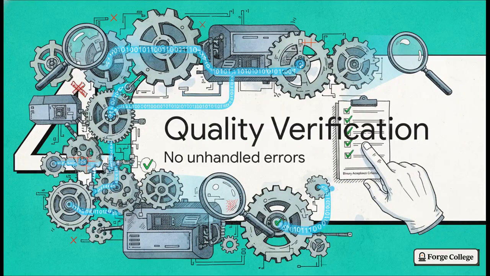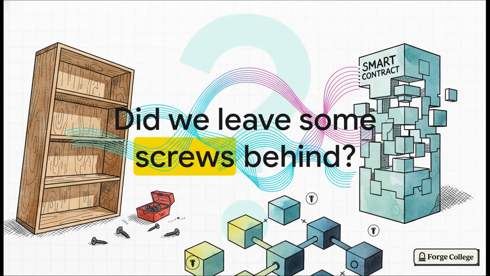Moving right along to section 4, quality control verification. Okay, so the machine is assembled, the gears are turning, but hold on. We are definitely not shipping this yet. We've all been there, right? You spend 3 hours assembling this incredibly complex bookshelf. You finally step back to admire your handiwork, and then you look down and notice 4 mysterious screws just sitting there on the floor. Instant panic.